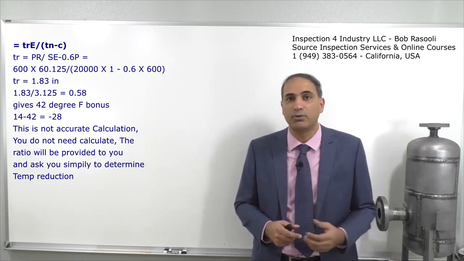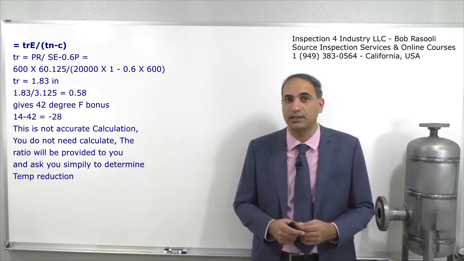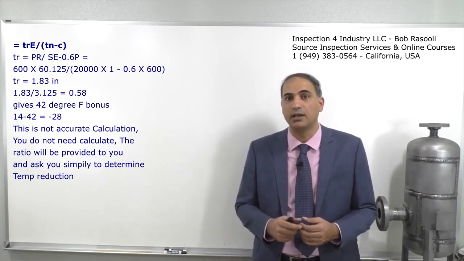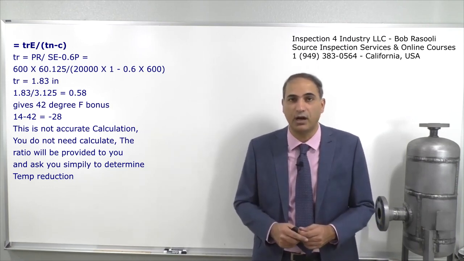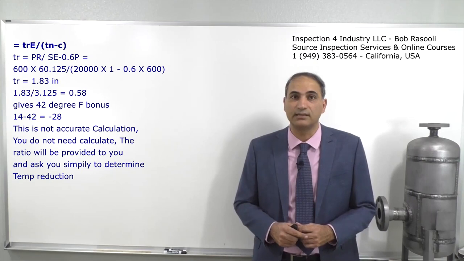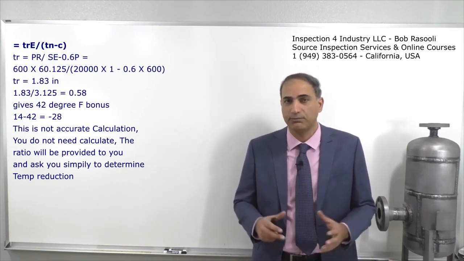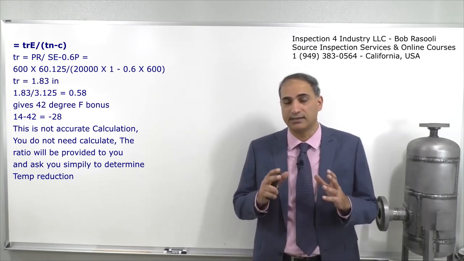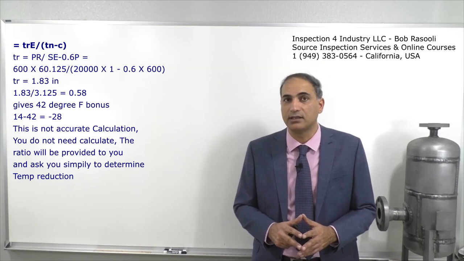Where did I get the 3.125? I deducted the corrosion allowance from the nominal thickness. I put that in the denominator, and the numerator is the value that we calculated for tR. And then I get a coincident ratio of 0.58. As I said, you are always going to be given a coincident ratio.